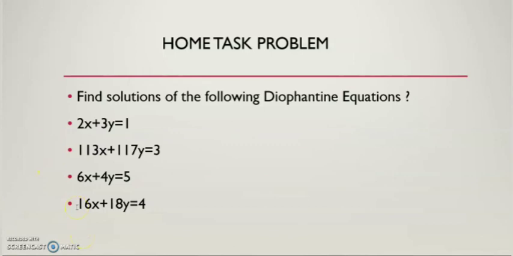For your knowledge, I just want to mention something. See this problem, 6x plus 4y equals 5. In that case, if we calculate the GCD of 6 and 4, we get 2, and we see that 2 does not divide 5. What does it mean? That means this equation has no solution. This Diophantine equation has no solution.